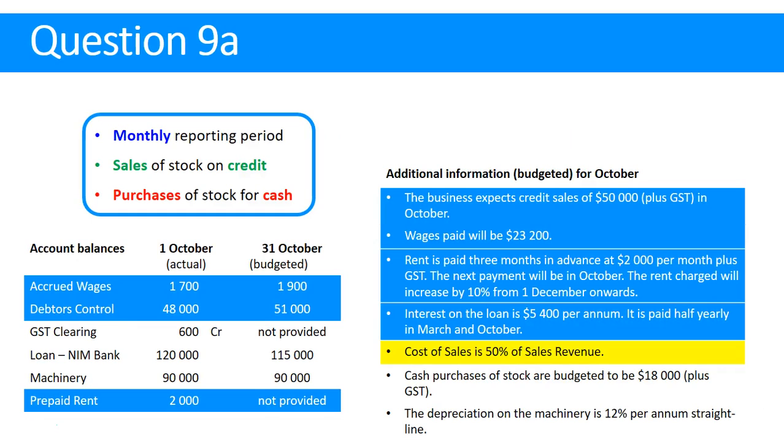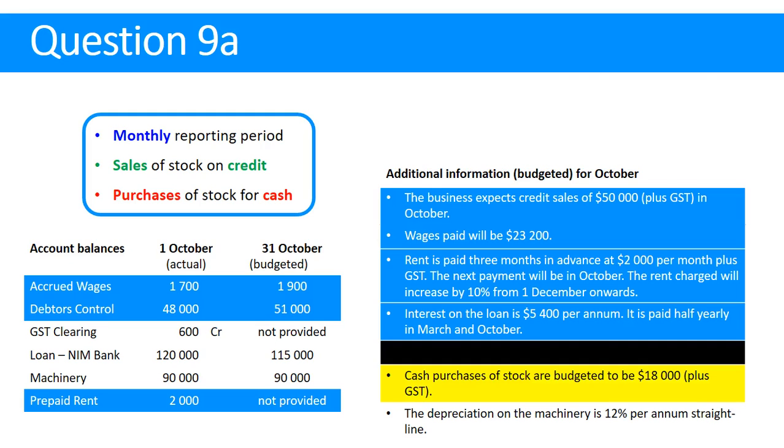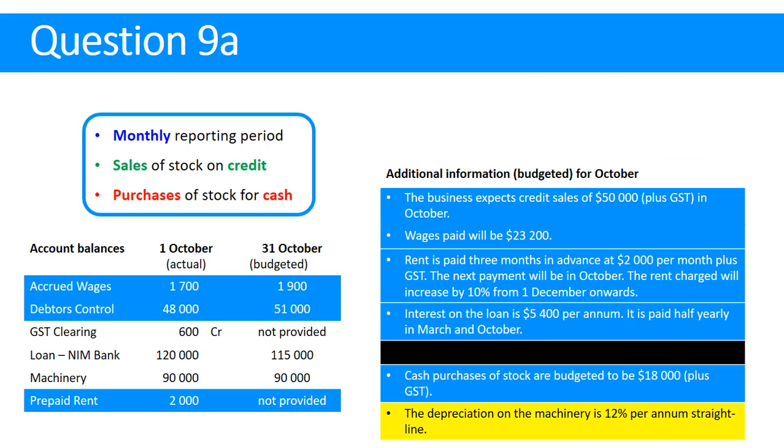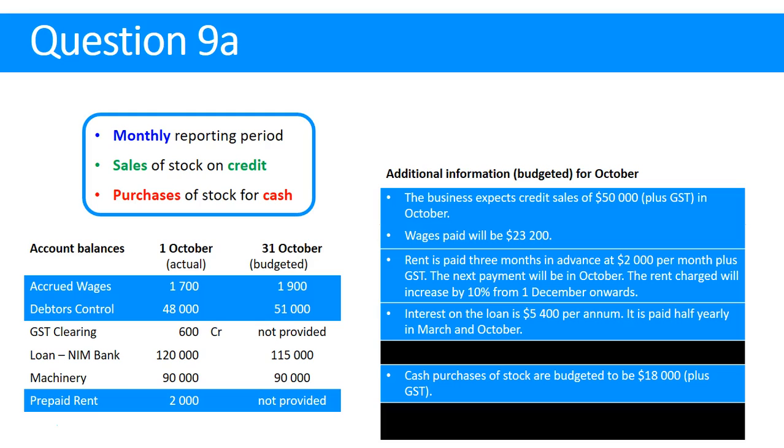Takes us now to cost of sales. That is not a cash flow, so we can ignore that item. We're then told cash purchases of stock will be $18,000 plus GST, and remember that we don't buy any stock on credit, so there's not going to be any payments to creditors, so we can quite easily put that in under stock purchased, $18,000. We then have depreciation of machinery is 12%, so depreciation is an expense, but it's not a cash flow, so we could ignore that item too. And now we're done with all the additional info.